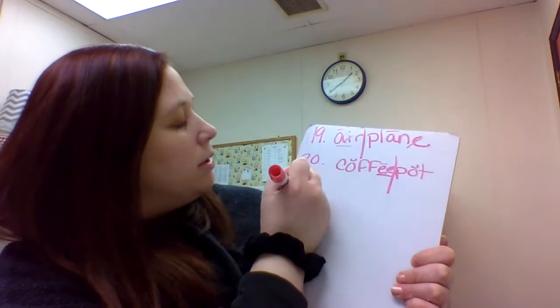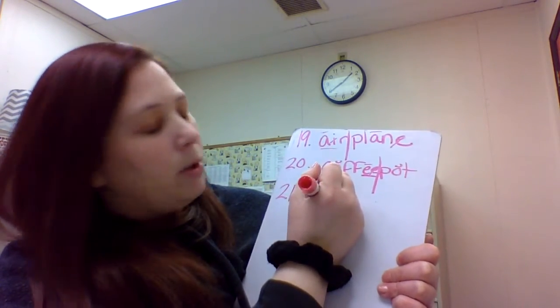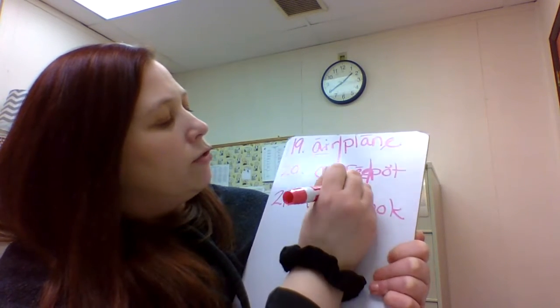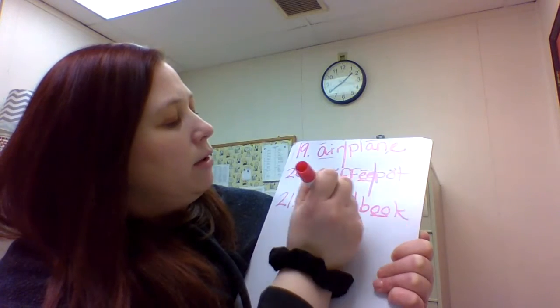All right, 21. We have cookbook. Again, a compound word, cook and book. Draw a line between. We have OO here and OO here.